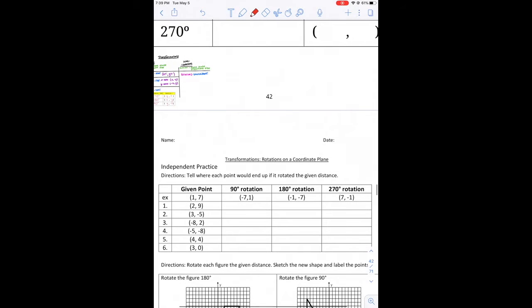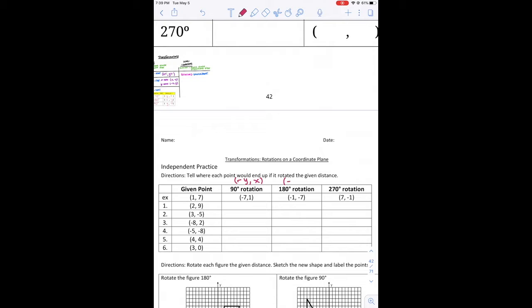They give us a point, and they want us to perform 3 rotations and see where the point would end up. I'm going to start by writing the rules at the top. A 90-degree rotation, remember we're assuming that they must mean counterclockwise, is (-y, x). It means you switch the x and y and you take the opposite of y.